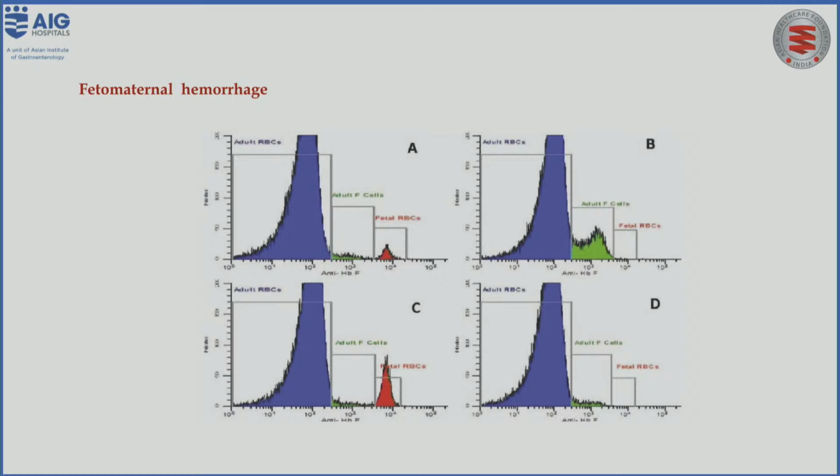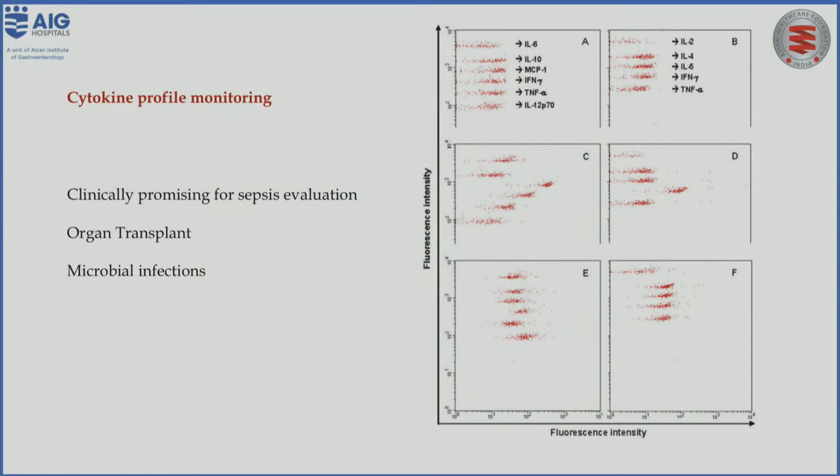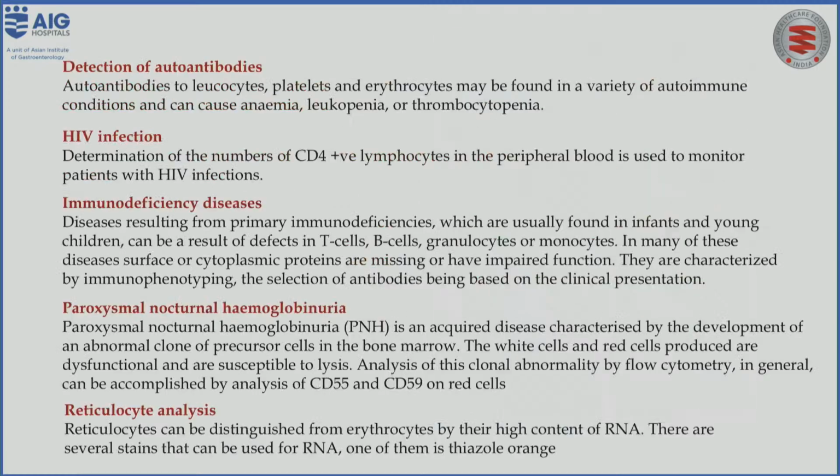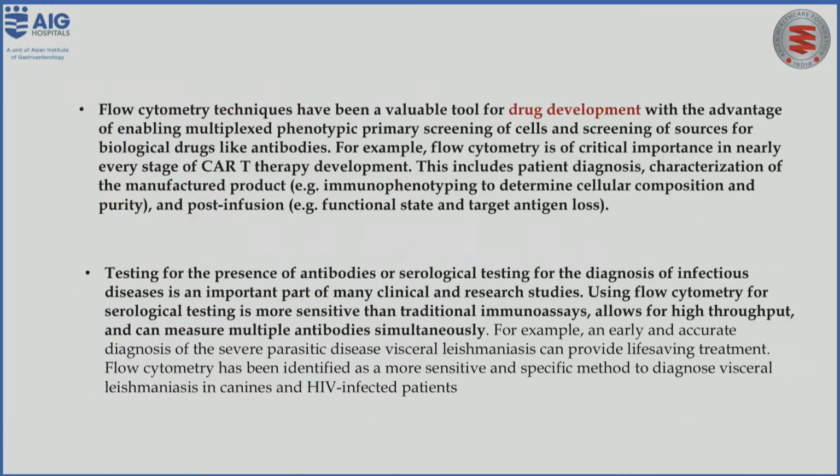Anti-fetal hemoglobin can be used to distinguish fetal cells. Also, we can use cytokine profile monitoring, which is promising for sepsis evaluation and microbial infections, where we can easily identify anti-inflammatory cytokines using the cytometric bead assay. We can also use it in clinical conditions like infection, immunodeficiency diseases, paroxysmal nocturnal hemoglobinuria, and reticulocyte analysis.